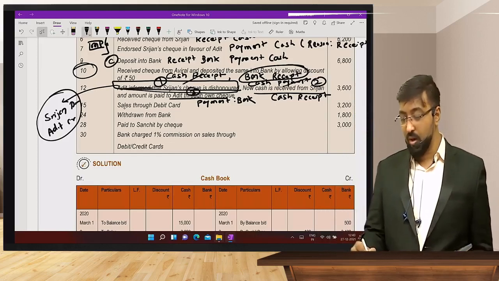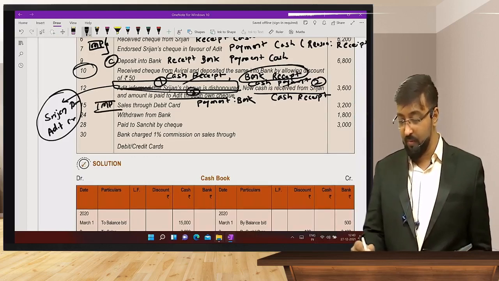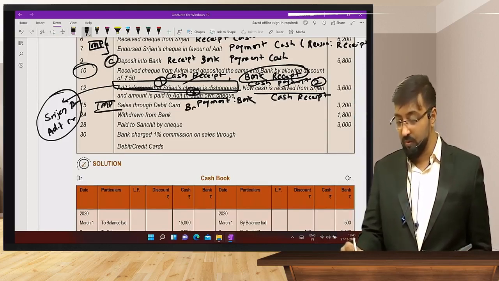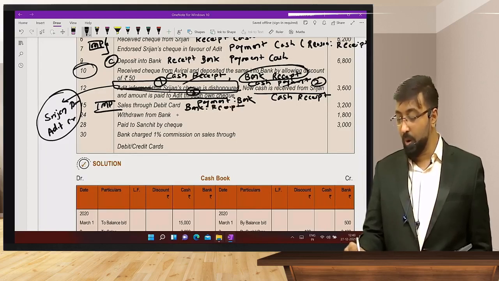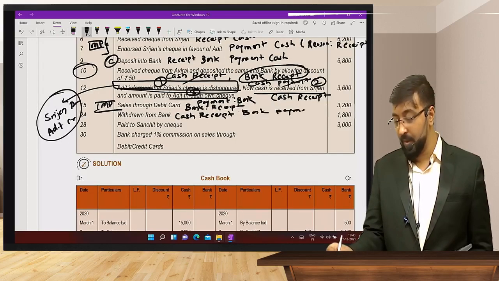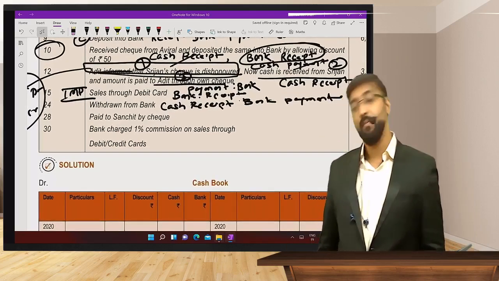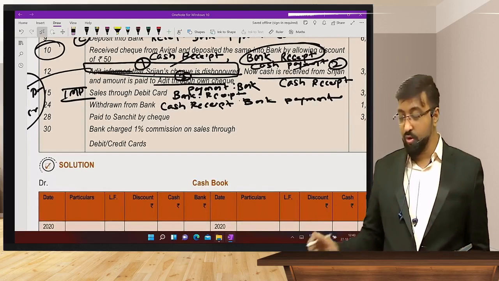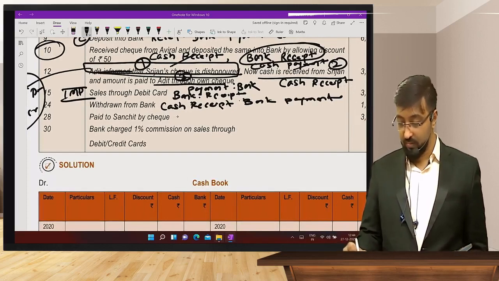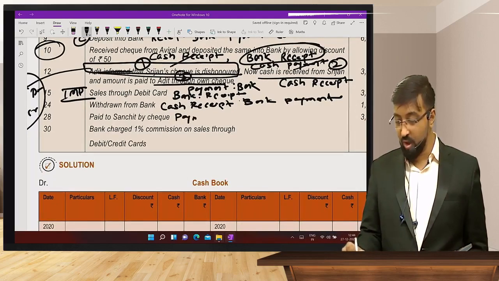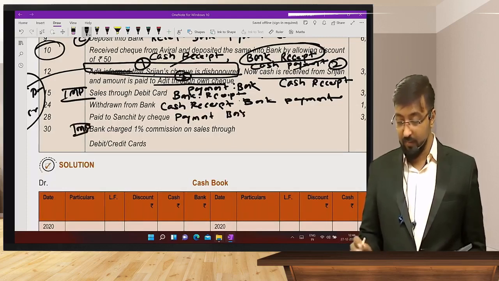Sales through debit card, again important. Which account? Bank on the receipt side. Withdrawal from bank, so cash receipt, bank payment. Have you written this? Cash receipt, bank payment. Paid to Sanchit by check. Payment in which column? Bank. And this is important, beta.